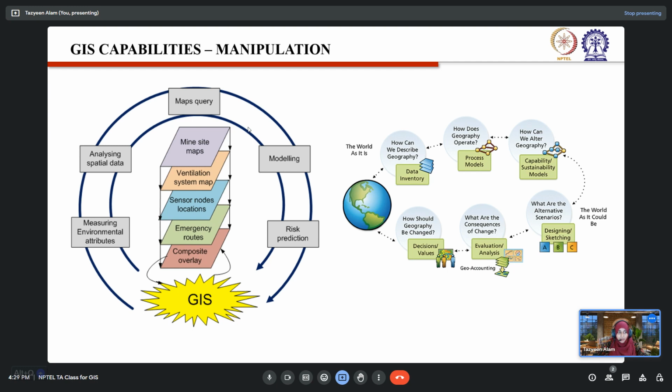So the world remains as it is. How we can describe the geography is known as the data inventory. How this geography operates is your process models. How we can alter this geography is the capability or sustainability models. What are the alternative scenarios? You can always create different scenarios by designing or sketching, and you can show the world as it could be rather than as it is in the present scenario. Then what are the consequences of change? That is evaluation or analysis. So here you're talking about geo accounting. And finally, how should geography be changed? So you're taking decisions based on the values that you get from this entire cycle.